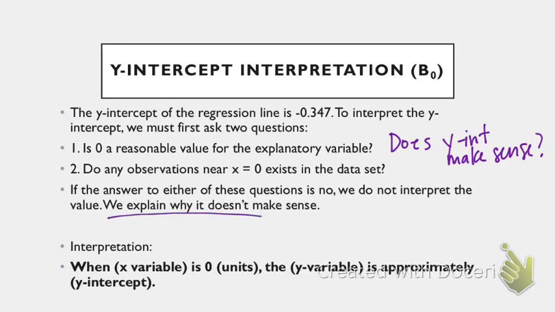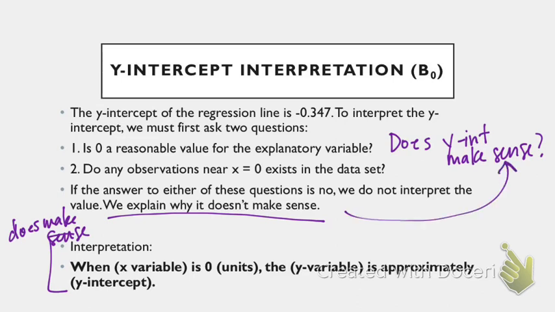So basically, if it doesn't make sense, we explain why. And if it does make sense, then this is our interpretation. Wait, what does the second question mean? Do any of your x values get close to 0, or are they all really big numbers?